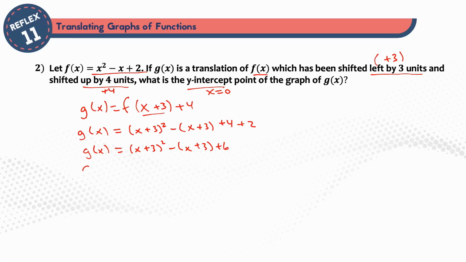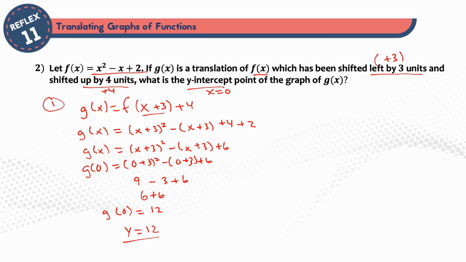So we can actually just plug this in. We have g of 0 equals, and this is going to be (0 plus 3) squared minus (0 plus 3) plus 6, and now we could just evaluate. Well, this is going to give me 3 squared, that's going to give me 9, minus 3, and then plus 6, so then that's going to leave me with 6 plus 6, so then g of 0 is 12. So my y-intercept is y is equal to 12.